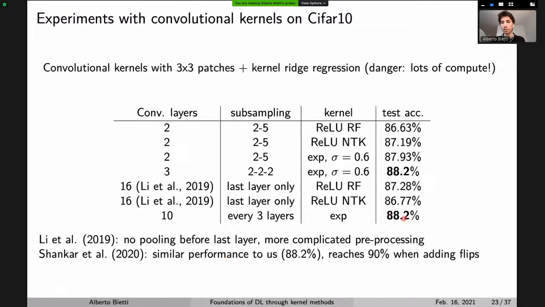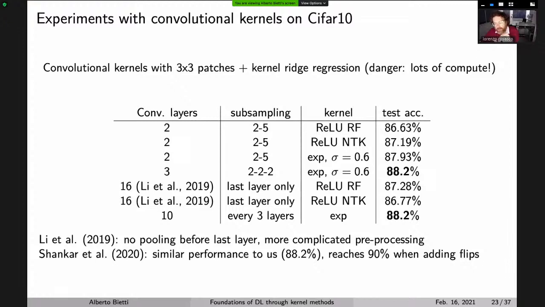And they also get this 88.2% with, I think, a more complicated kernel that has 10 layers and more different poolings. So here, maybe the benefit is that we use Gaussian pooling, so it's slightly larger windows, and you can achieve the same with simpler architectures.